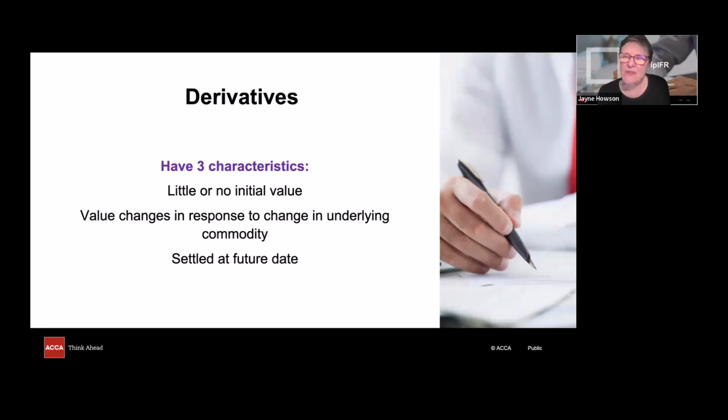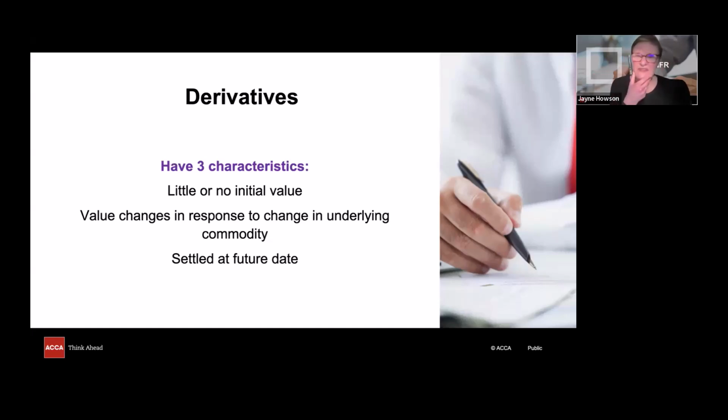And the value of that forward will change as the wheat price changes. If the price goes above $10 and you've agreed to pay 10, then it's got value to you. If the price falls below $10 and you've agreed to pay 10, then it's got no value to you. But the value does change as the commodity wheat changes. And it will be settled at a future date because you would have agreed with the other party that you will pay on a certain day.